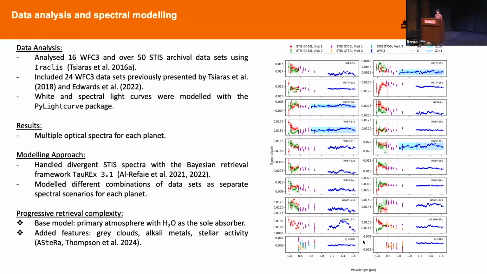So to handle these divergent STIS spectra, what we do is to model different combinations of data sets as separate spectral scenarios for each planet. And to perform the atmospheric retrievals, we actually start off with a very simple model that contains a primary atmosphere with water as the only absorber. And then we progressively add more complex features, for example, gray clouds, alkali metals, and finally stellar activity.